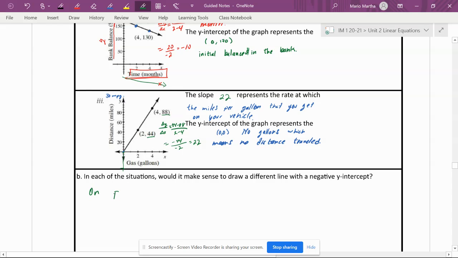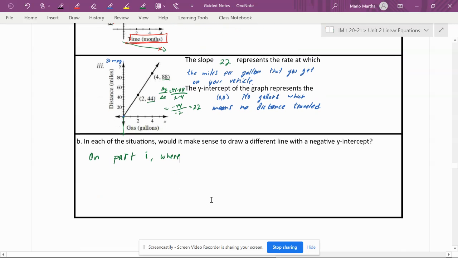On part one, where you can start measuring since you planted, right? From seed, where you can measure the plant from seed, starting from seed. And that would be pretty much the case of having a negative y-intercept, right?